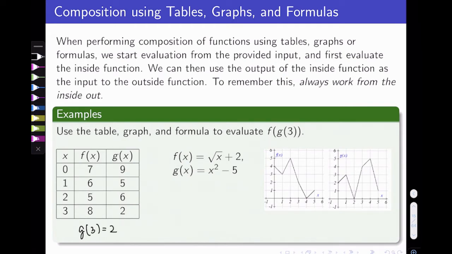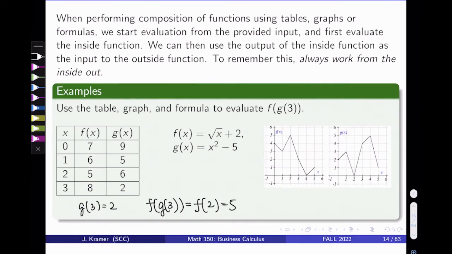And then we'll use that as the new input for f. So f of g of 3 will now be f of 2. We look at 2 as the x value and look at the output of f. So f of 2 is 5, telling us that f of g of 3 is going to be 5.